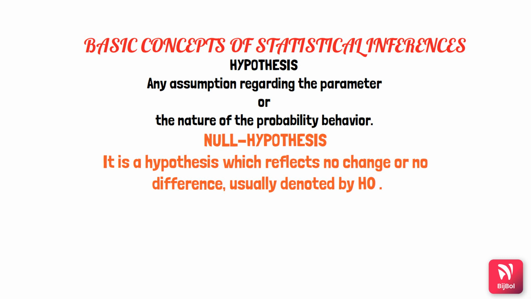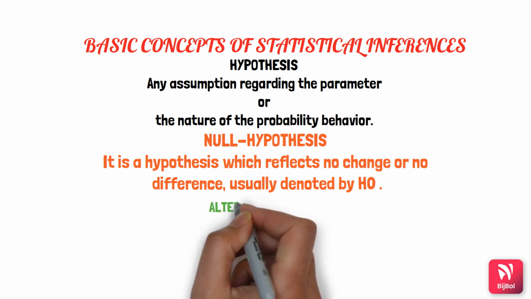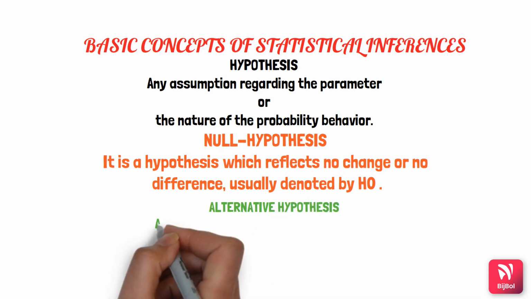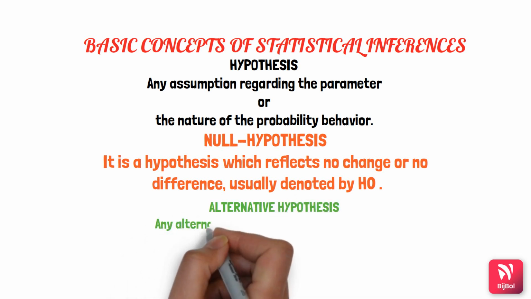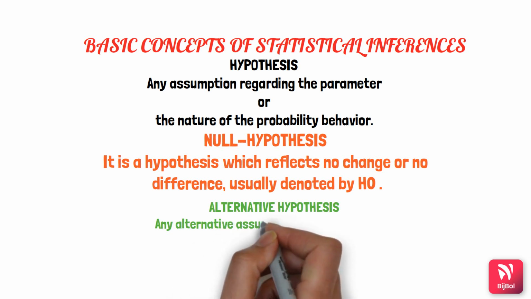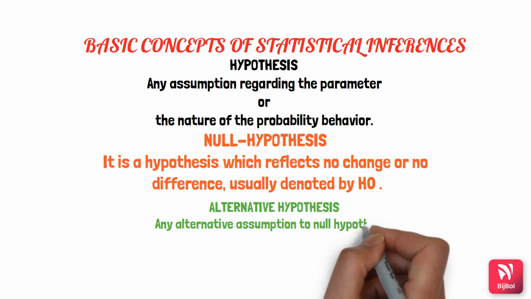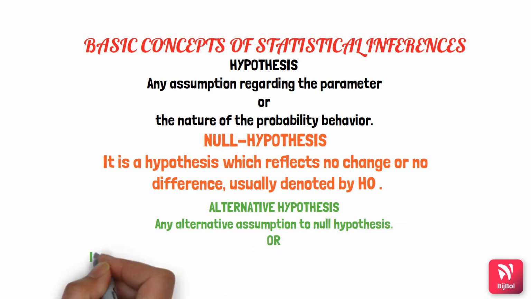So my null hypothesis statement would be fluoride does not have any effect on dental caries. So it does not reflect no change. So that is null hypothesis. The next thing is alternative hypothesis. Alternative hypothesis is any alternative assumption to null hypothesis. That is, it is a statement which is alternative to the null hypothesis.